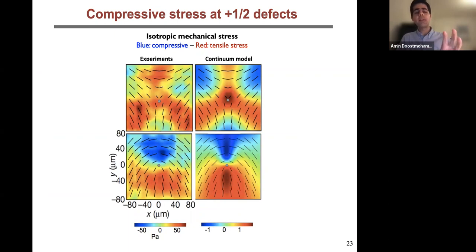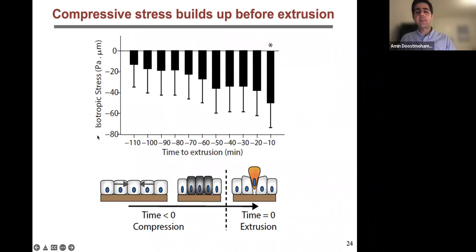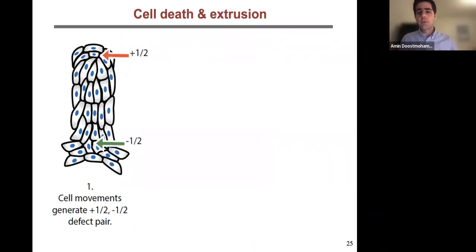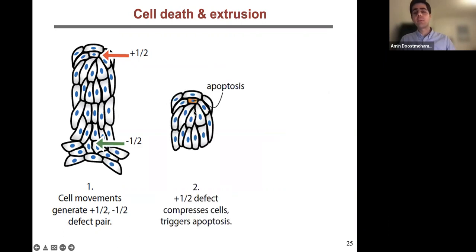And here, then you can immediately see the difference. At the head portion of the +half, where we observe the extrusion, we have this large compression region, both in the experiments and also in the continuum model. And indeed, you can see in the experiments that this compression builds up before the extrusion happens. So we reformulated this process without these cellular systems, they are also active, and we have the formation of + and -half topological defects.